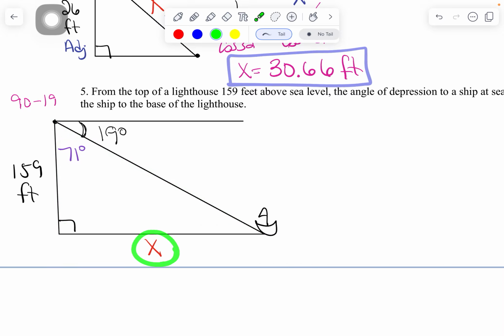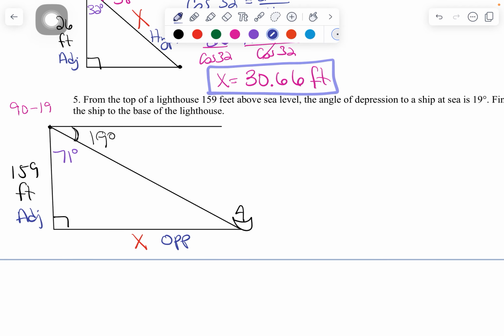I can talk about these two sides now in terms of labels. So across from the 71-degree angle, this is going to be x. This is your opposite side. Right next to the 71-degree angle, but not the hypotenuse, that's your adjacent side. So what uses opposite and adjacent? That is going to be the tangent. So we're going to do the tangent of 71 is equal to the opposite side over the adjacent side. All right, go ahead and put this over 1 if you need the reminder.